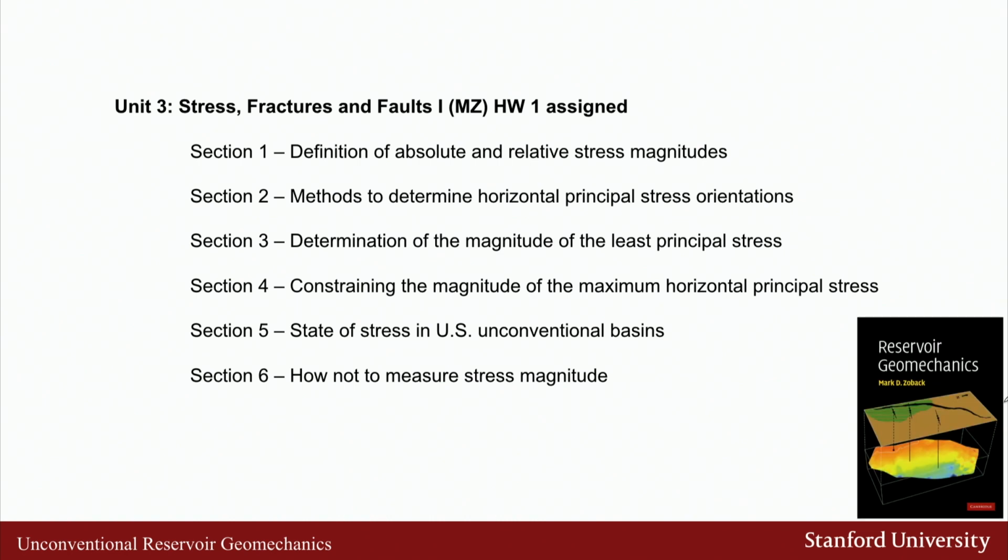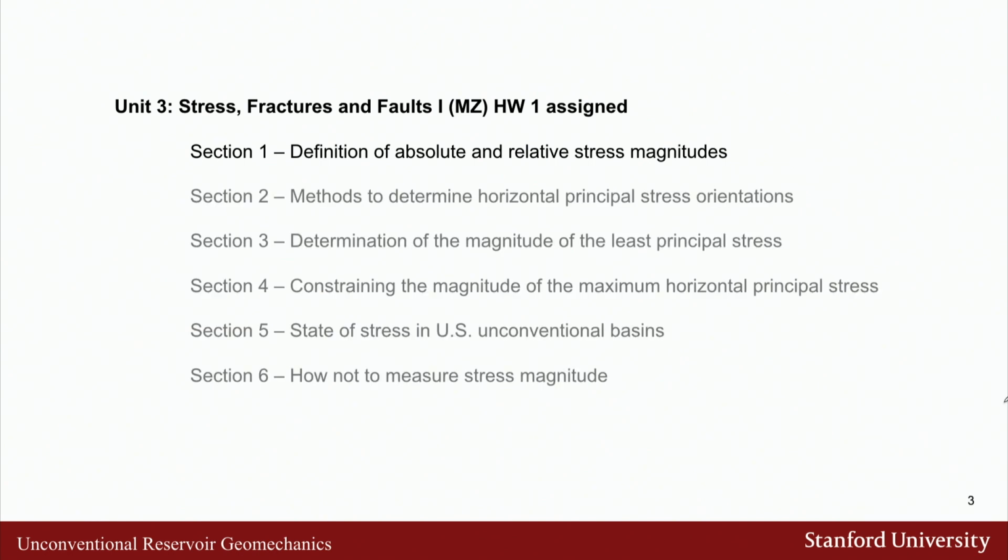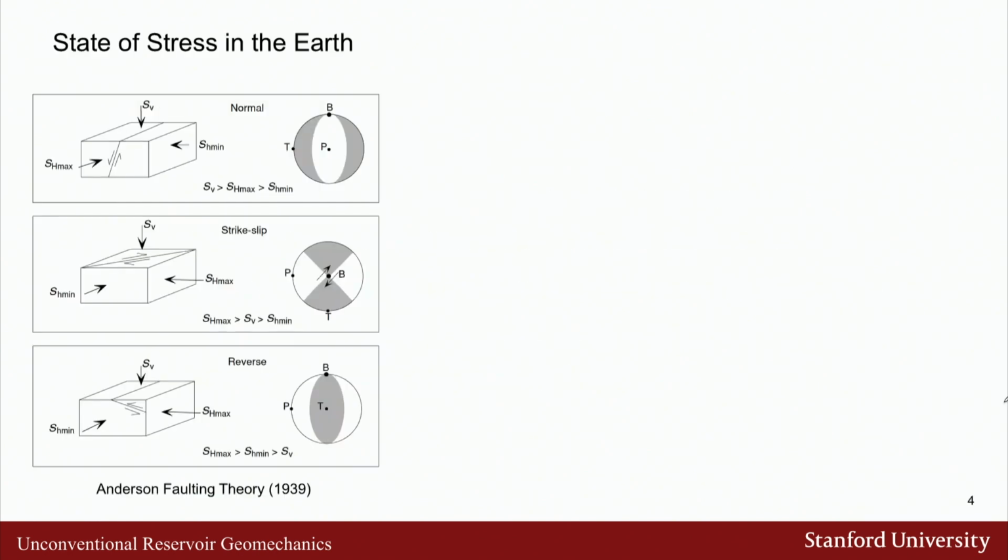A lot of these topics were discussed in my first book, originally published in 2007 by Cambridge University Press. The book's still in print. So at least the first 4 sections are very much related to topics discussed at some length in the book, so I'll go through them rather quickly. Of course, Section 5 is totally new, and particularly applied to unconventional basins. And I think there's a lot of insight there. So let's start with these definitions of absolute and relative stress magnitudes.